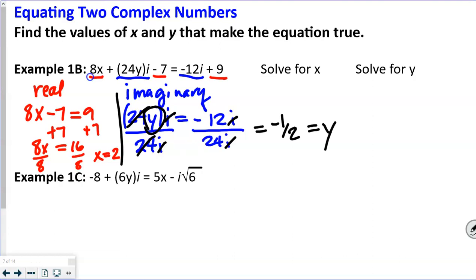Again, you can plug it back up in there just to double check and make sure that you got the same numbers again, okay? All right, example C. Again, I'm going to do real, that's -8, and then we've got 5x, right? So -8 equals 5x. I'm going to divide both sides by 5, so x is equal to -8/5, right?